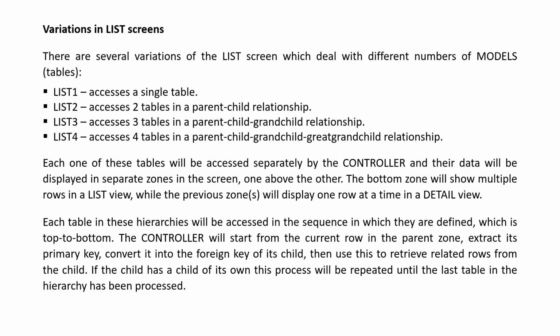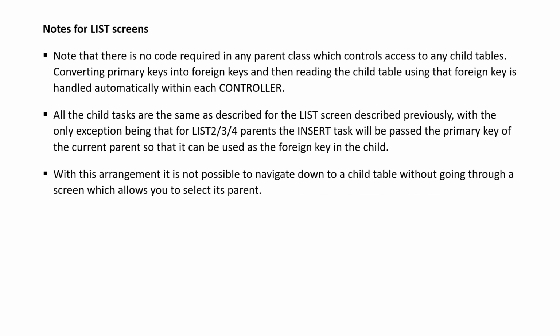The bottom zone will show multiple rows in a list view, while the previous zones will display one row at a time in a detail view. Each table in these hierarchies will be accessed in the sequence in which they are defined, which is top to bottom. The controller will start from the current row in the parent zone, extract its primary key, convert it into the foreign key of the child, then use this to retrieve related rows from the child. If the child has a child of its own, this process will be repeated until the last table in the hierarchy has been processed. Notes for list screens.